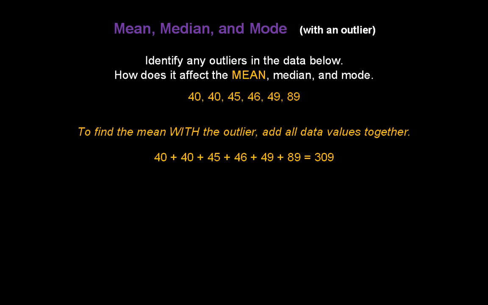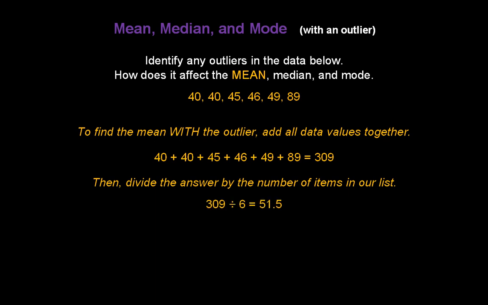What do we do with that number now? Remember, we add them all together and then do what? Divide by the number of items in our list. And we happen to have 6 numbers in our list. So it's 309 divided by 6. That gives us 51.5. So that means the mean with the outlier is 51.5.